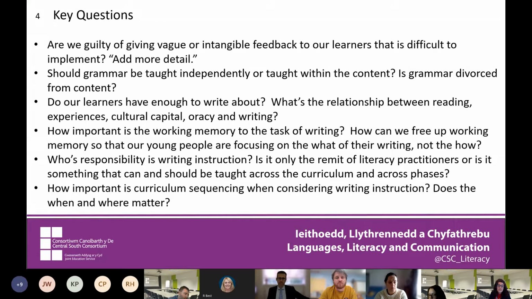Is it only the remit of literacy practitioners, or is it something that we can and should teach across the curriculum and across phases? And then finally, how important is curriculum sequencing when considering writing instruction? Does the when and where matter? So what I hope to do today is to clear up some of the answers to these questions.